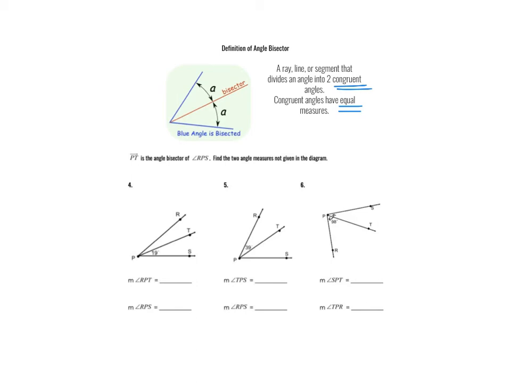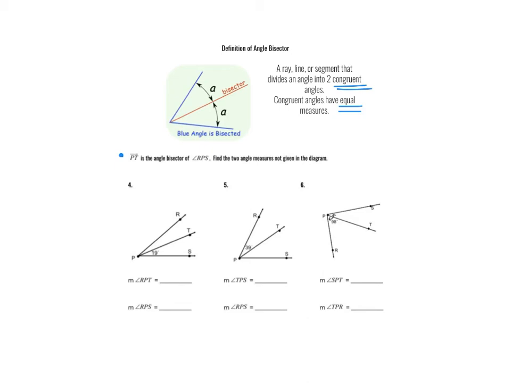And if we try some problems about the angle bisector, we also have to remember that the angle addition postulate still exists. We have to learn about the angle addition postulate in order to be able to do angle bisector questions, because those angles that we're looking at still relate in that way, that part plus part should add up to whole. So PT, if we look at the directions they're given up here, is the angle bisector of angle RPS. Find the two angle measures not given in the diagram.